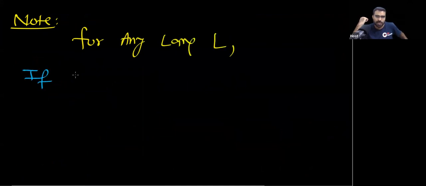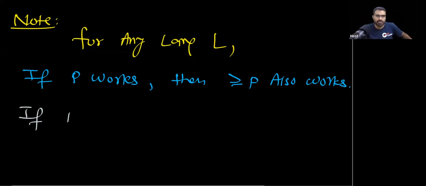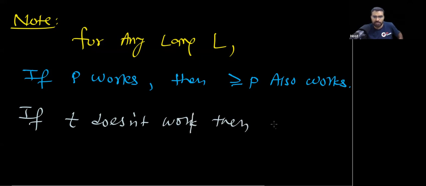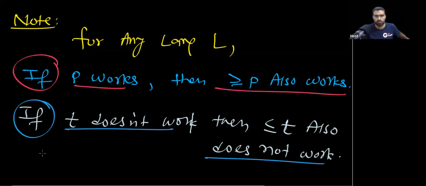If you remember, I told you this point, that for any language L, whatever language you take, if p works, then greater than or equal to p will also work. And similarly, if t doesn't work, then less than or equal to t will also not work. Yes or no? Very simple. We have already seen this in the last class.